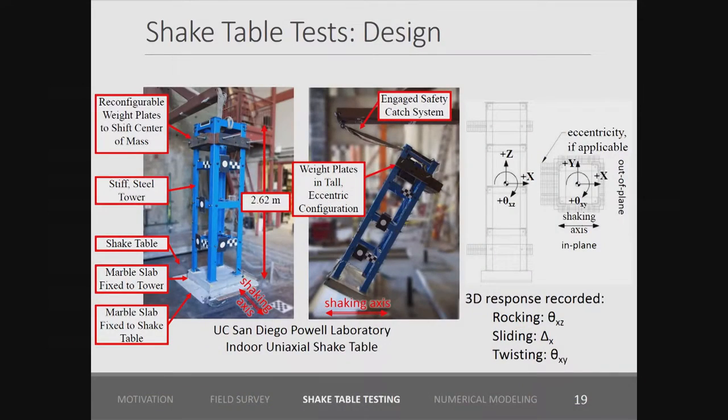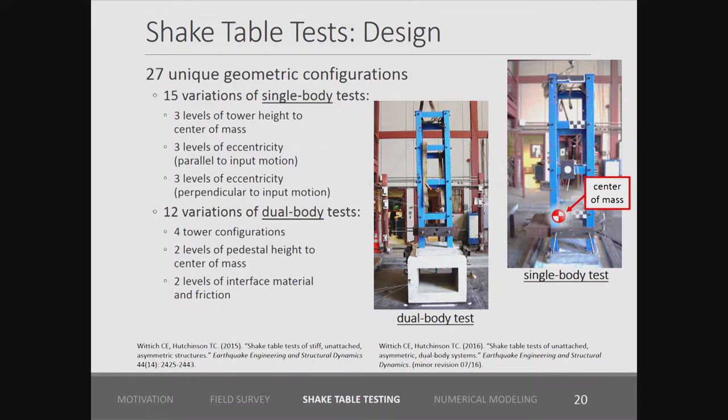This overturning can be considered an excessive rocking mode in this presentation, shown here as theta xz, or a rotation in plane, compared to a sliding or a displacement or translation in the direction of the motion, as well as a twisting type mode, where each of these individual modes will be shown in video form in just a few slides. This geometrically variable tower specimen was reconfigured to form 15 unique single body tests, where a single body test is shown on the right-hand image consisting of the tower specimen resting atop the shaking tabletop. These 15 configurations accounted for 3 levels of the height to the center of mass, as well as 3 levels of eccentricity, both in the direction of motion as well as perpendicular to the direction of the shaking table motion.